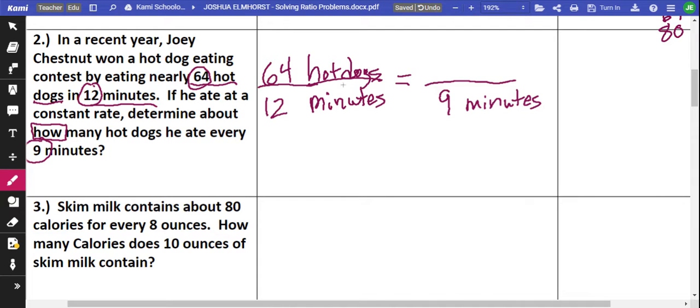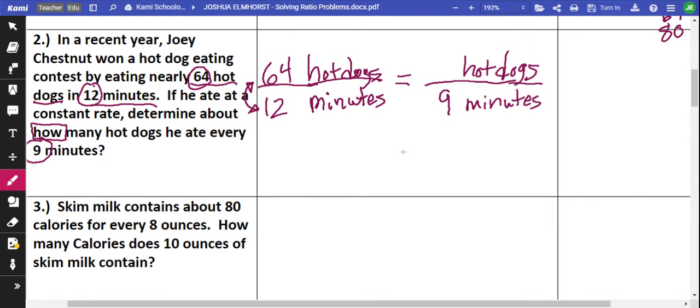So make sure you put the labels in the same position. If you put hot dogs on top on one side of the ratio, then put hot dogs on top on the other side of the ratio. So we can look at multiples to see if you can multiply 12 times something to get 64. And I believe 12 times 5 is 60. It does not have an even multiple.